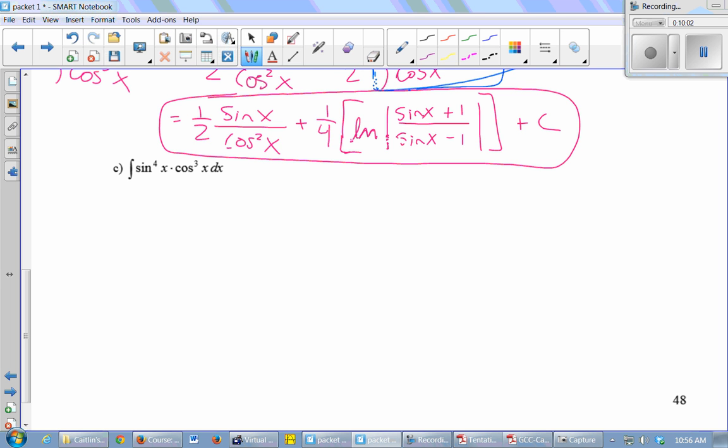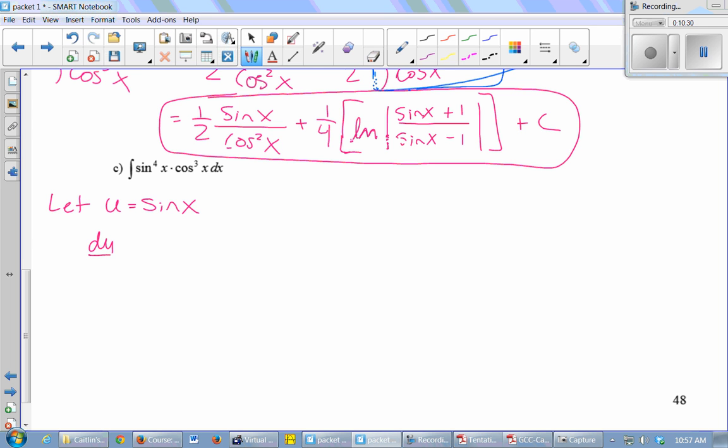So it says if n is odd, so that's the one that we're doing, then we're going to let w be sine of x. I'm going to call it u, because that's what we did in class. Okay. And do a u substitution. And then there's more cases. So if that wasn't true, right, if n wasn't odd, you would just keep reading until you found the case that was appropriate.